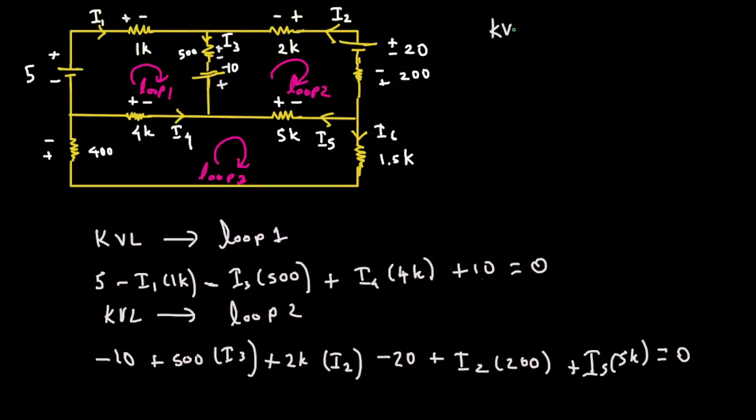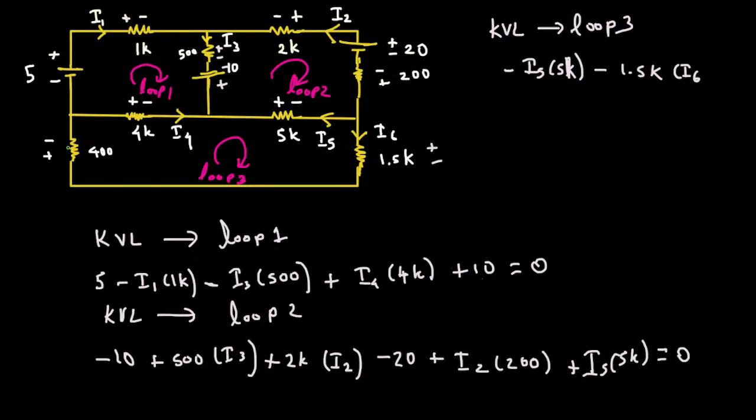Then if I apply KVL at loop number 3, if I assume clockwise, then this is plus to minus. So minus I5 times 5k, and then I6 going from here. Let's put plus minus here. If it's plus to minus, that's a negative. So negative 1.5k times I6.